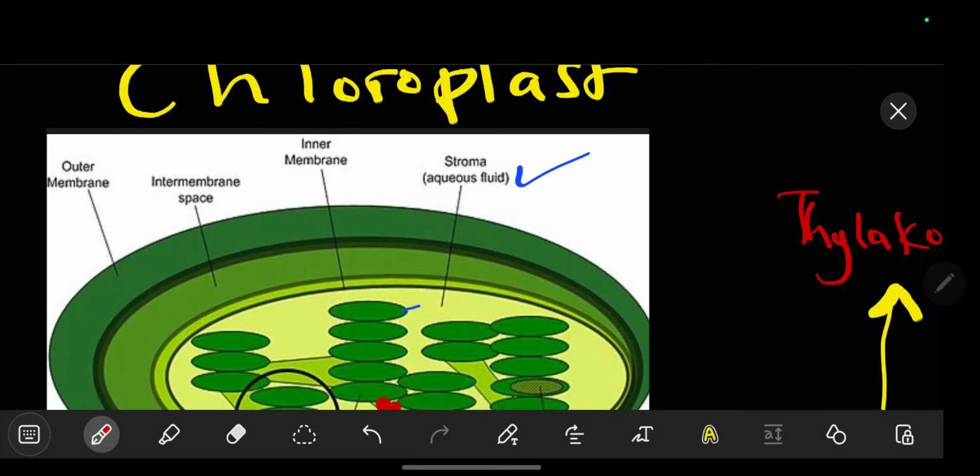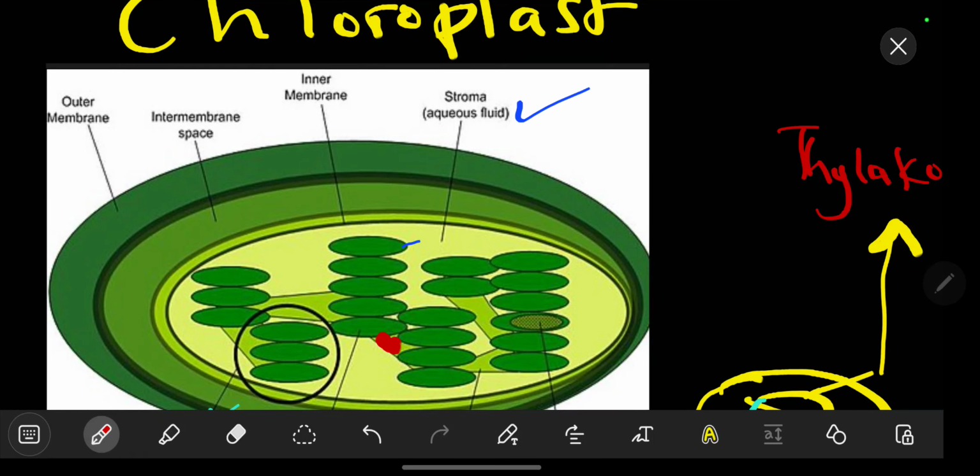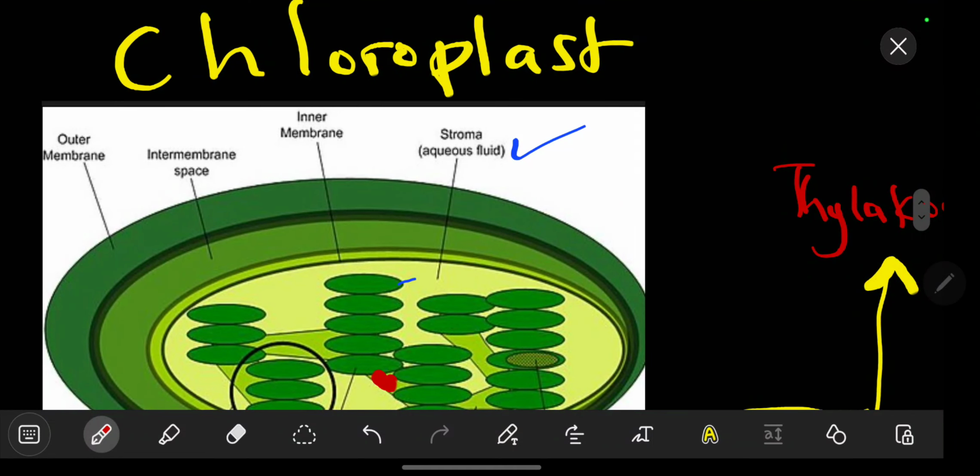So here today we are going to be looking at our chloroplasts and our mitochondria. Firstly, when we look at these two, they are semi-autonomous, meaning they have their own DNA, ribosomes, among other things. They are membrane bound, which is very important.